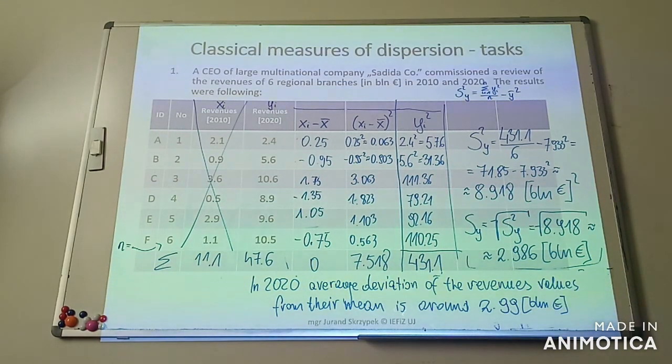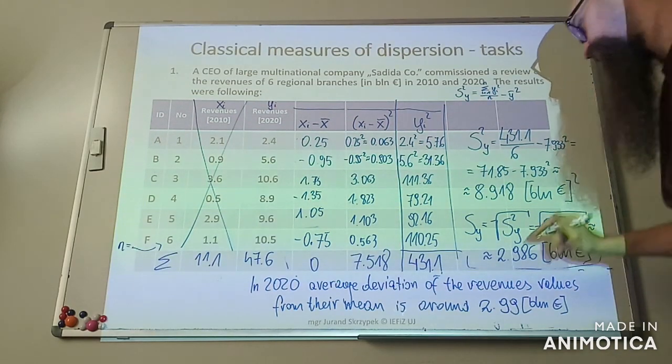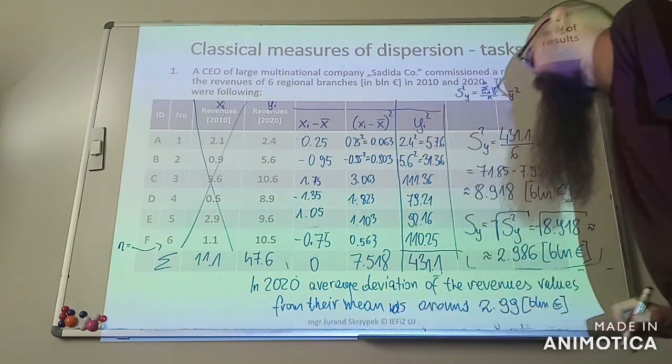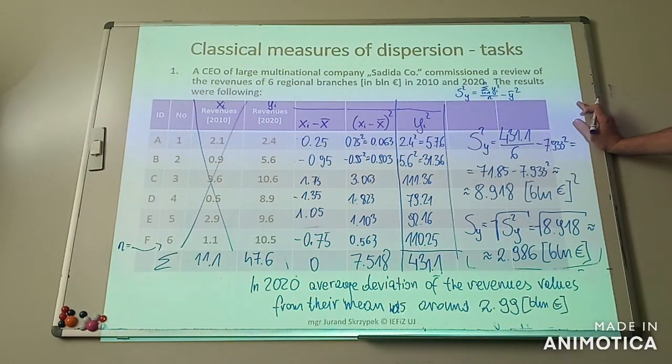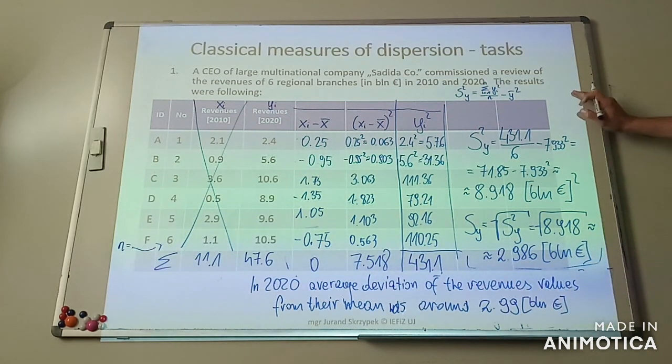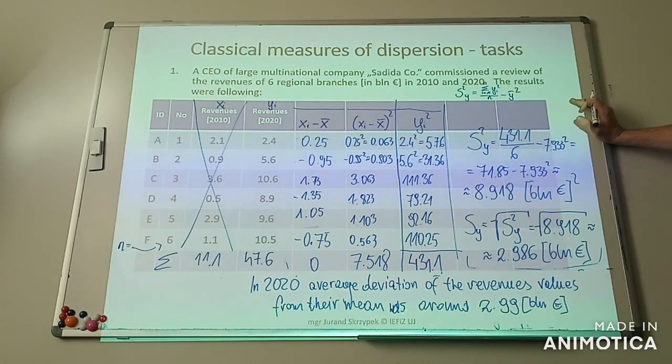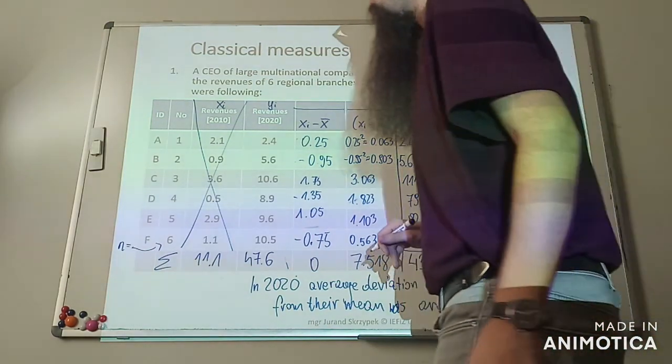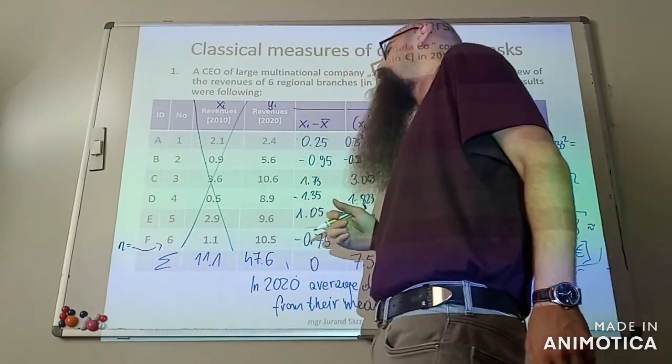This is the interpretation of the measure. So in 2010, average deviation of the revenues values from the mean was around, yes, it sounds better. In 2020, average deviation of the revenues values from the mean was around 2.99 billions euros. Yeah? Okay. And the next question is how to compare the dispersion of the revenues between 2010 and 2020.